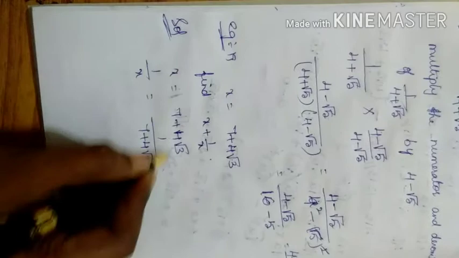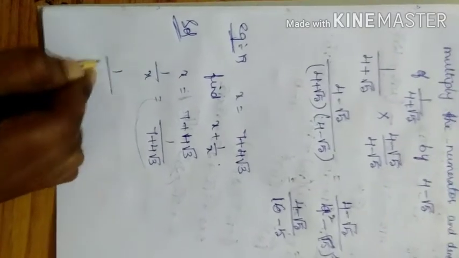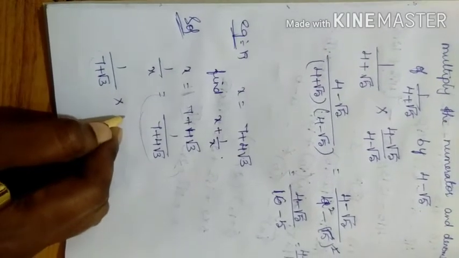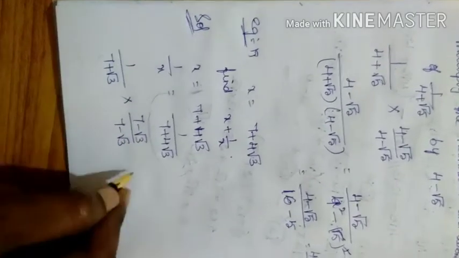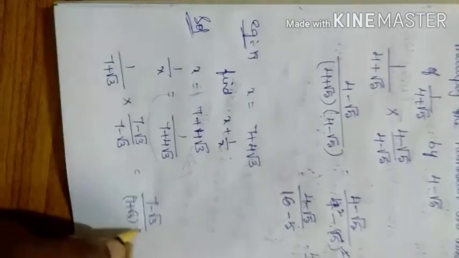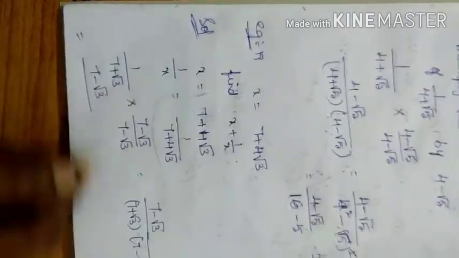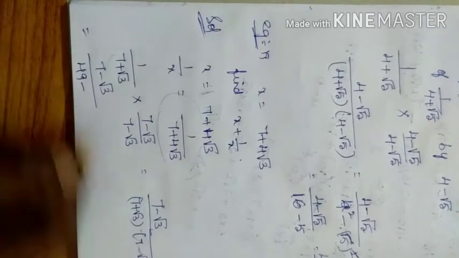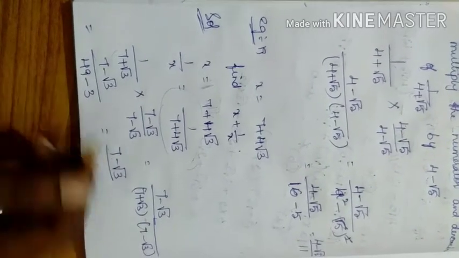Now what you have to do? Just rationalize this one. 1 by 7 plus 4 root 3, I said already, whatever the sign is there in your denominator, you have to multiply numerator and denominator with the opposite sign. Then we get 7 minus root 3 divided by a plus b into a minus b, where a square is 7 7s are 49, and minus root 3 whole square is 3.